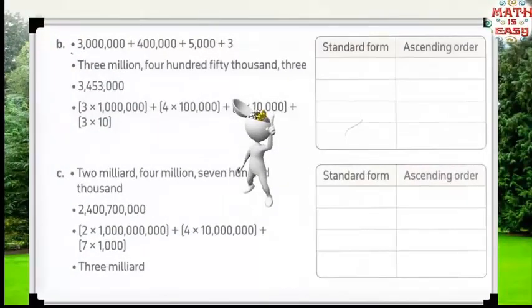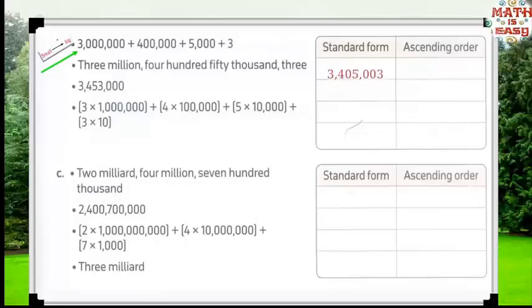Number B, in the same question, we will write the numbers from smallest to biggest. We have 4 numbers here. We should write the numbers in standard form first. First number: 3,405,000. Next one: 3,450,000. And the third number in standard form.